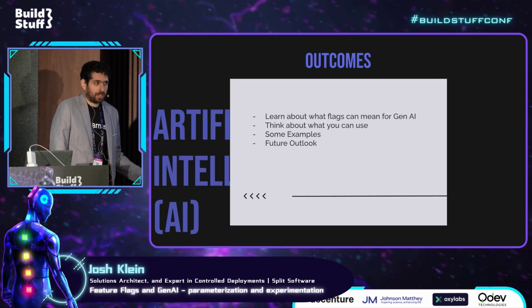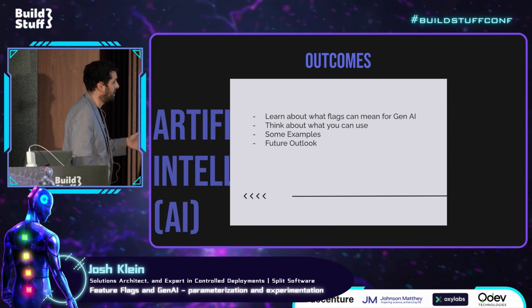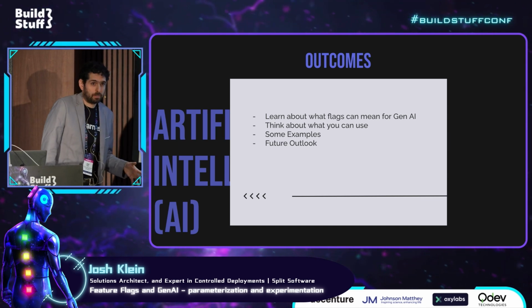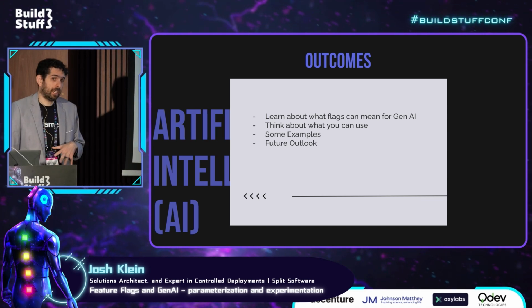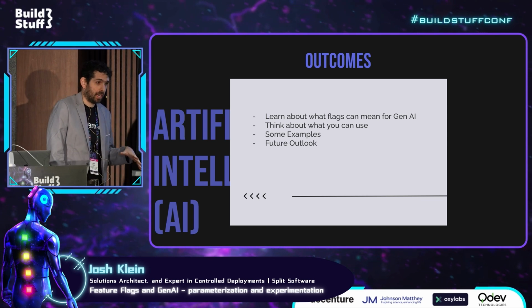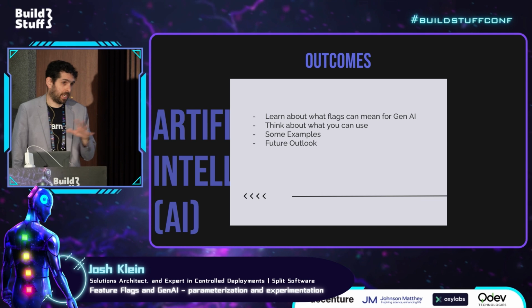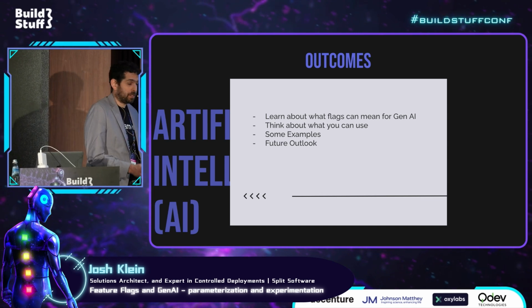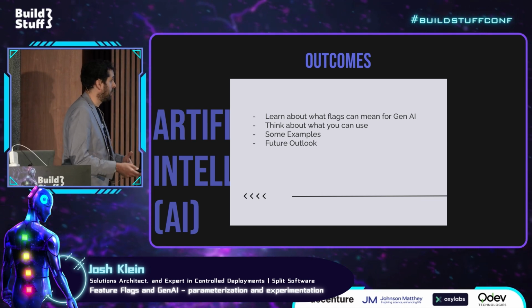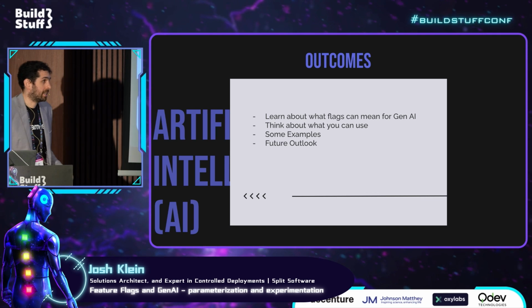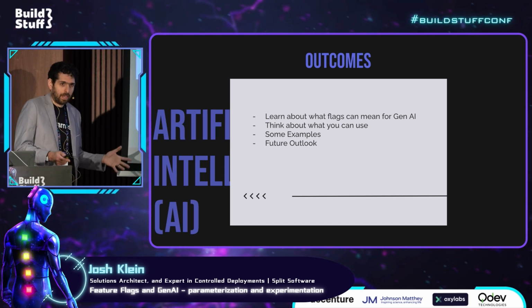So some hopeful outcomes for the session: if you aren't using feature flags and you're using GenAI tooling, or you're using feature flags and not GenAI tooling, or using GenAI tooling and not feature flags, think about using both together. Think about what you can use, some examples, and then, like I said, a future outlook as outcomes of this session.